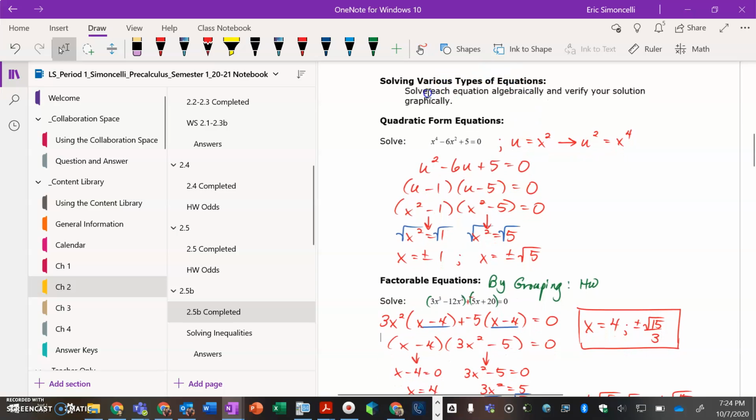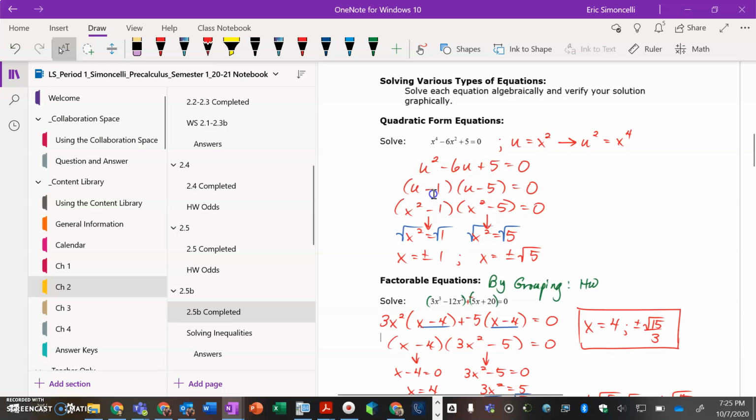Solving various types of equations. Solve each equation algebraically and verify your solution graphically. So quadratic form equations, we're going to solve this. Now we have used U substitution in the past. I want to make it very clear that you don't have to use U substitution, although I think it does help. So U in this particular case is going to be x squared. And if that's the case, if you square both sides, you get u squared equals x to the 4th. So then this becomes u squared, this becomes minus 6u, and this is still just plus 5 equals 0.